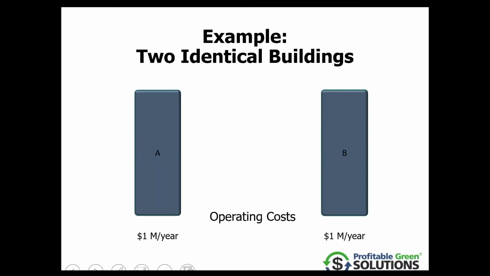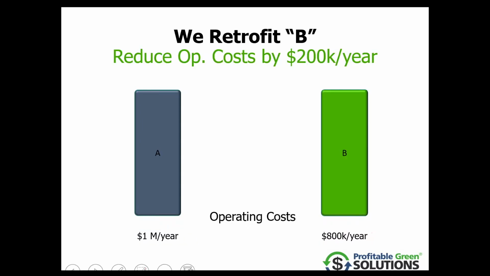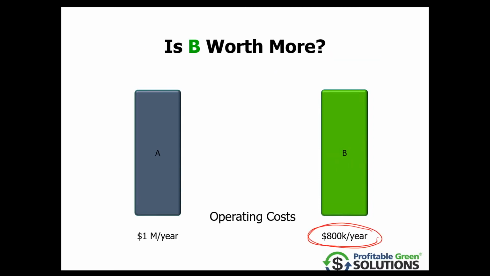So let's say we have two identical buildings, A and B. Each of them costs $1 million a year to operate. Now we come in and retrofit one of these buildings. So we retrofit building B, and we reduce its operating cost by $200,000 a year, which means you're going to save $200,000 a year compared to the other building. This represents $200,000 of additional profit. Now you're going to get taxed on that, et cetera, but basically a penny saved is a penny earned.